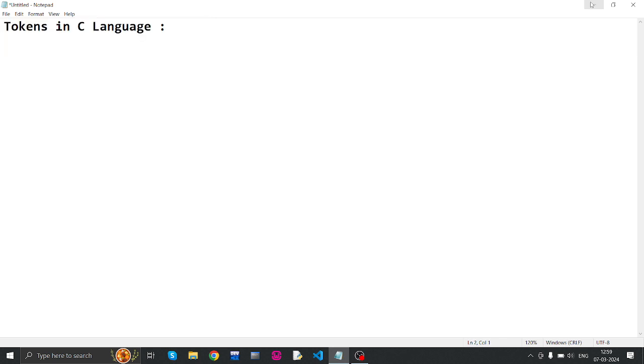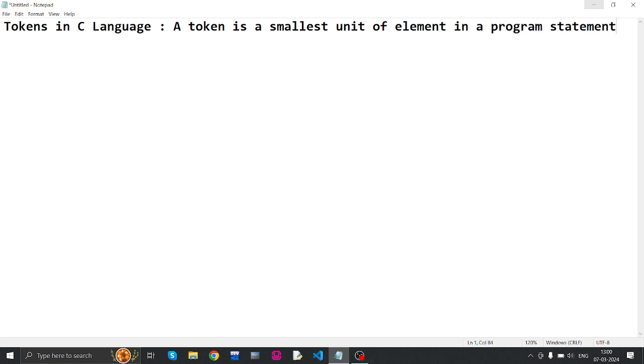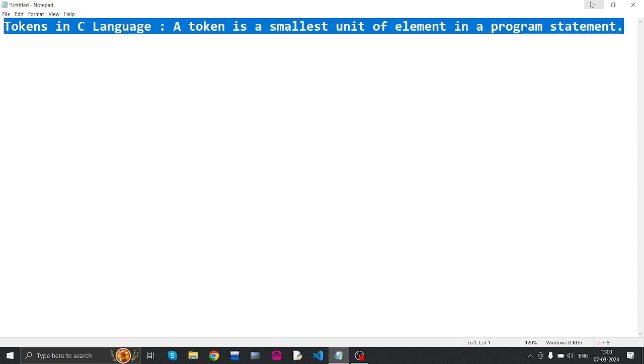Similarly, while writing a program statement, whatever meaningful elements we use, we call them tokens. So what is a token in programming? A token is the smallest unit of element in a program statement. In order to write a program statement, whatever meaningful elements we use, we call them tokens.